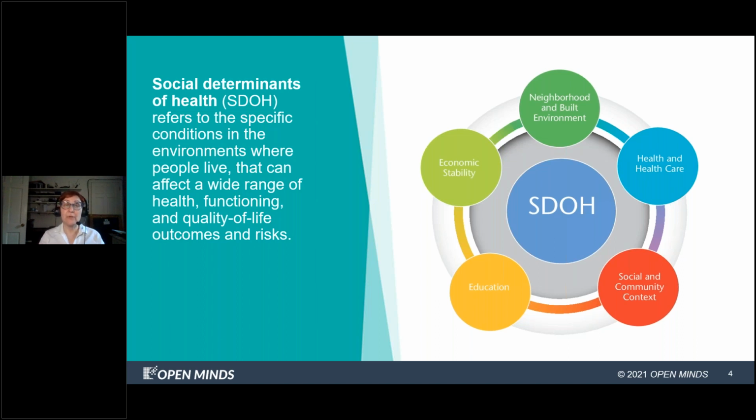So we're going to start with a very basic understanding, which is that the social determinants of health are related to specific conditions in an environment. The environment can be where people live. The environment can be where people work. The environment can be associated with certain types of living situations. But basically, the national literature would say neighborhood built environments, health and healthcare, social and community context, education, and economic stability, and all of those together are related to social determinants of health.